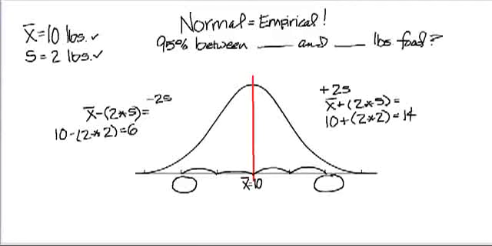So now what I know is that this value here is 14. This value is 6. And because I had normal distribution in the empirical rule, I can say that 95% of the dogs will eat between 6 and 14 pounds of food. And now I can make my decision as to whether or not I need another dog or not.